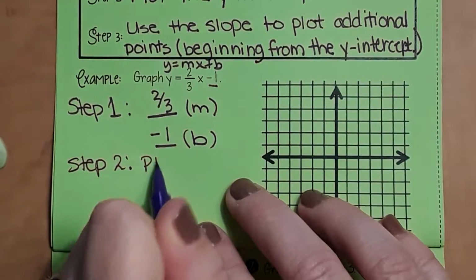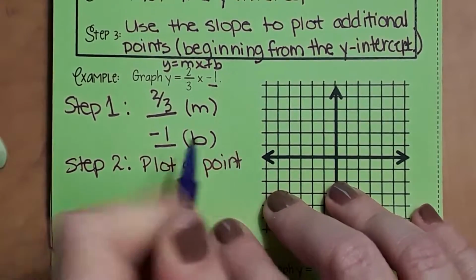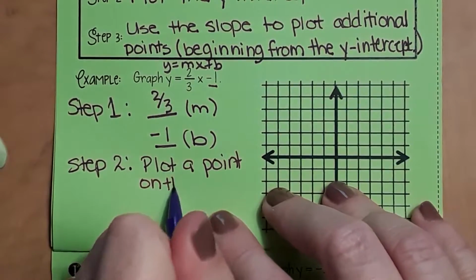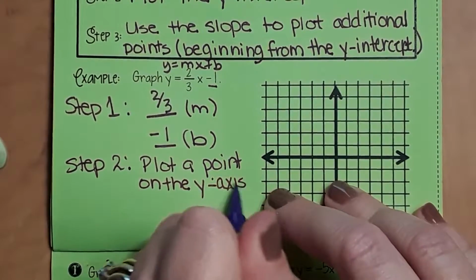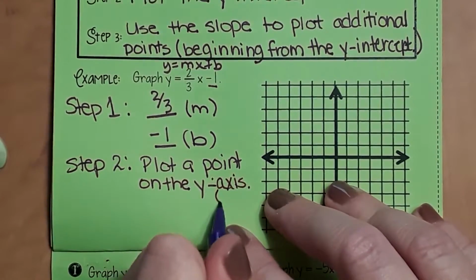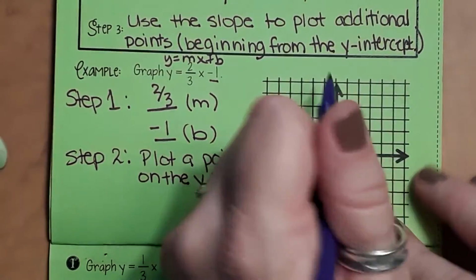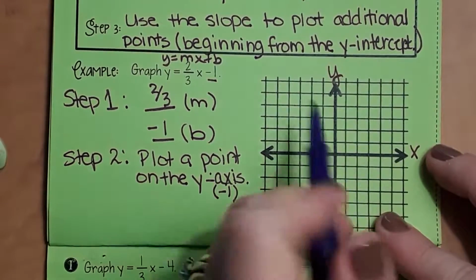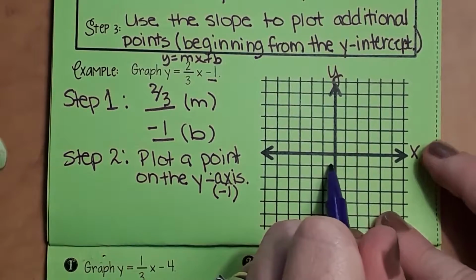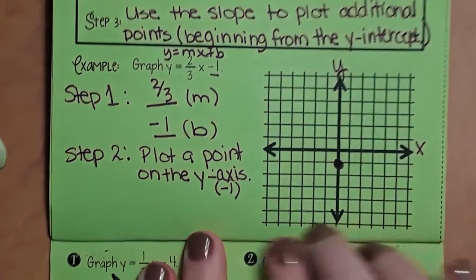All right, step 2, it says plot a point on the y-axis. In this case, we're going to plot -1. So let's do that first. Remember, this is your y, this is your x. Negative is below the x line, so I'm coming right here at a -1.